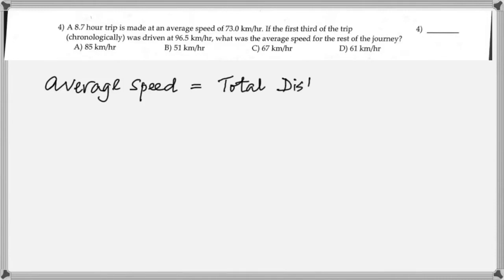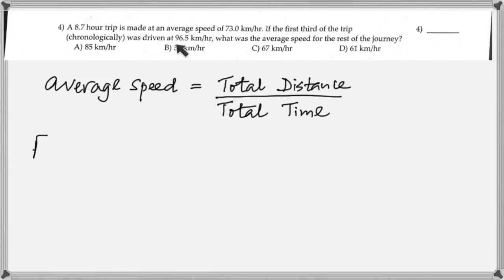Here we have a question that talks about average speed for an 8.7 hour trip, but it says the first third of the trip chronologically, means time-wise, was driven at 96.5 kilometers per hour. What was the average speed for the rest of the journey? So first we take 1/3 of 8.7, which is 8.7 divided by 3, and then multiply that with 96.5 kilometers per hour. That will give us the distance for that first third.